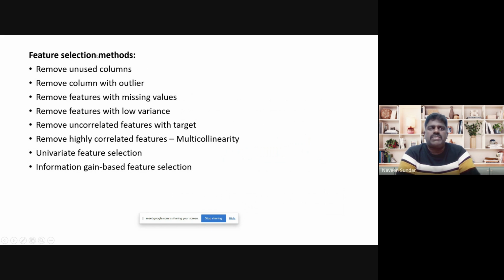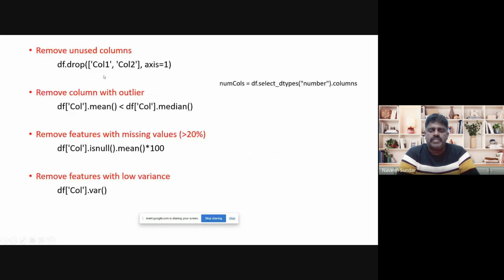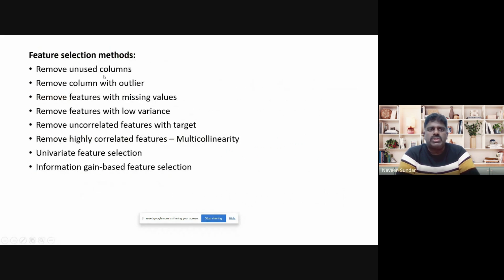See, for example, the first feature selection method. Here we are removing the unused columns. That means unused columns in the data set. If you have an employee ID, for example, we are not going to use it for any analytic process. We are going to consider that column as an unused column that we have to remove to improve the accuracy.